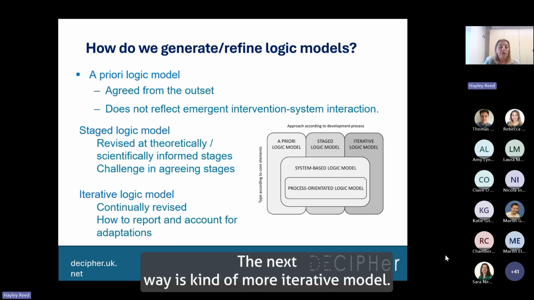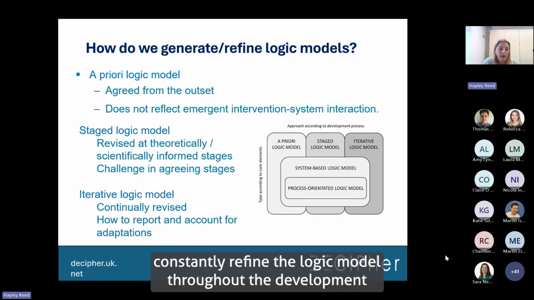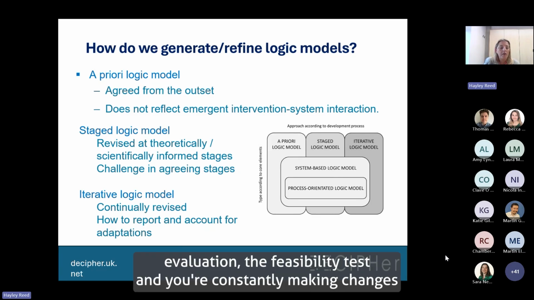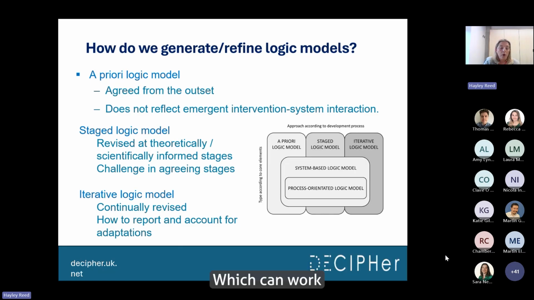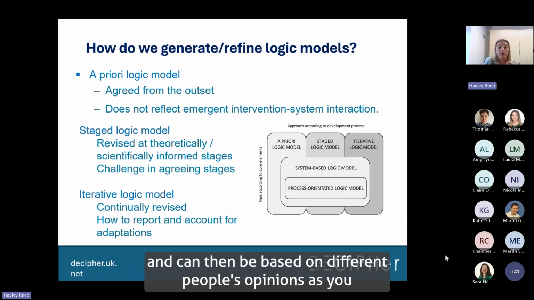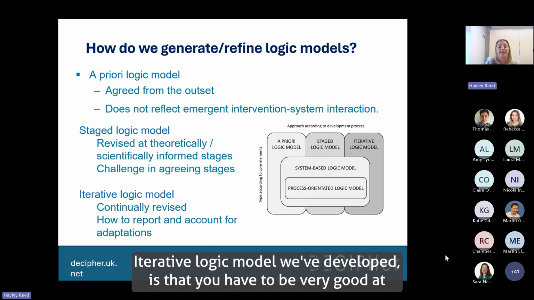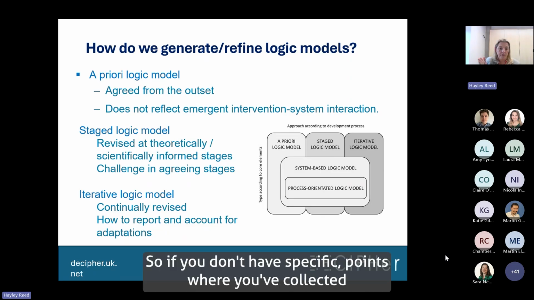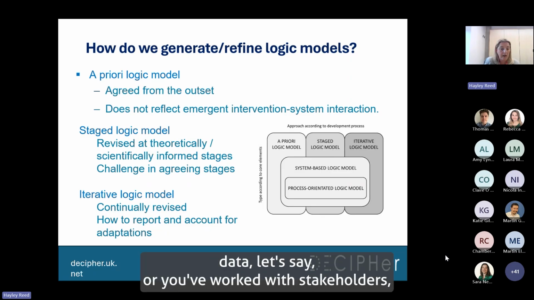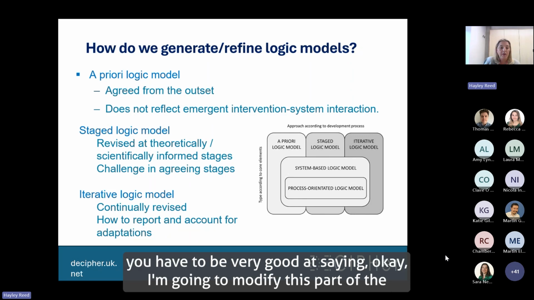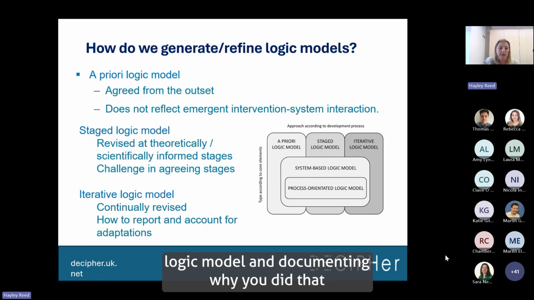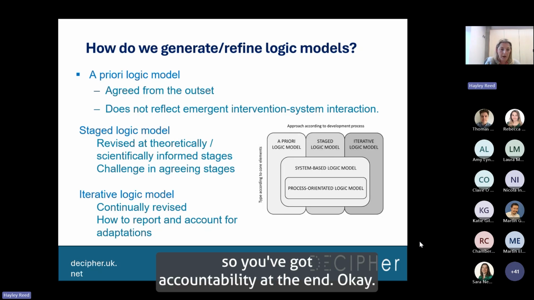The next way is a more iterative model. So this is where you constantly refine the logic model throughout the development, evaluation, and feasibility testing. You're constantly making changes, which can work and can be based on different people's views as you go along. However, one of the things which is a bit difficult, and I've got another example of an iterative logic model we've developed, is that you have to be very good at documenting this. So if you don't have specific points where you've collected data, let's say, or you've worked with stakeholders, you have to be very good at saying, okay, I'm going to modify this part of the logic model and documenting why you did that. So you've got accountability at the end, okay?